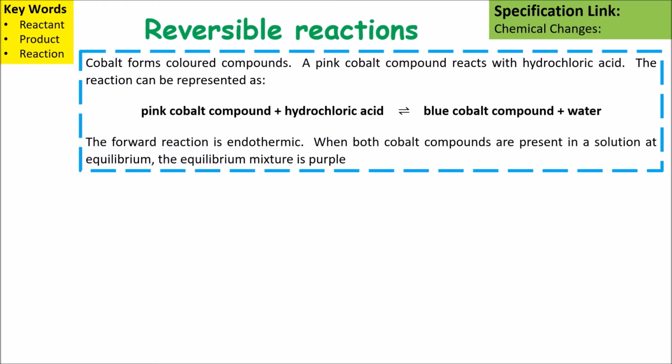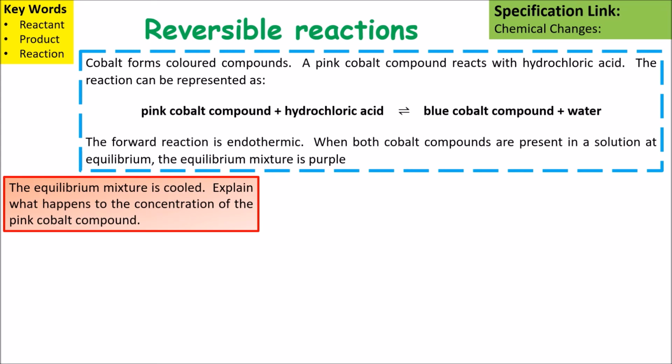Cobalt forms coloured compounds. A pink cobalt compound reacts with hydrochloric acid. The reaction would be pink cobalt chloride plus hydrochloric acid turns to blue cobalt chloride plus water. The forward reaction is endothermic. When both cobalt compounds are present in the solution at equilibrium, the equilibrium mixture is purple.